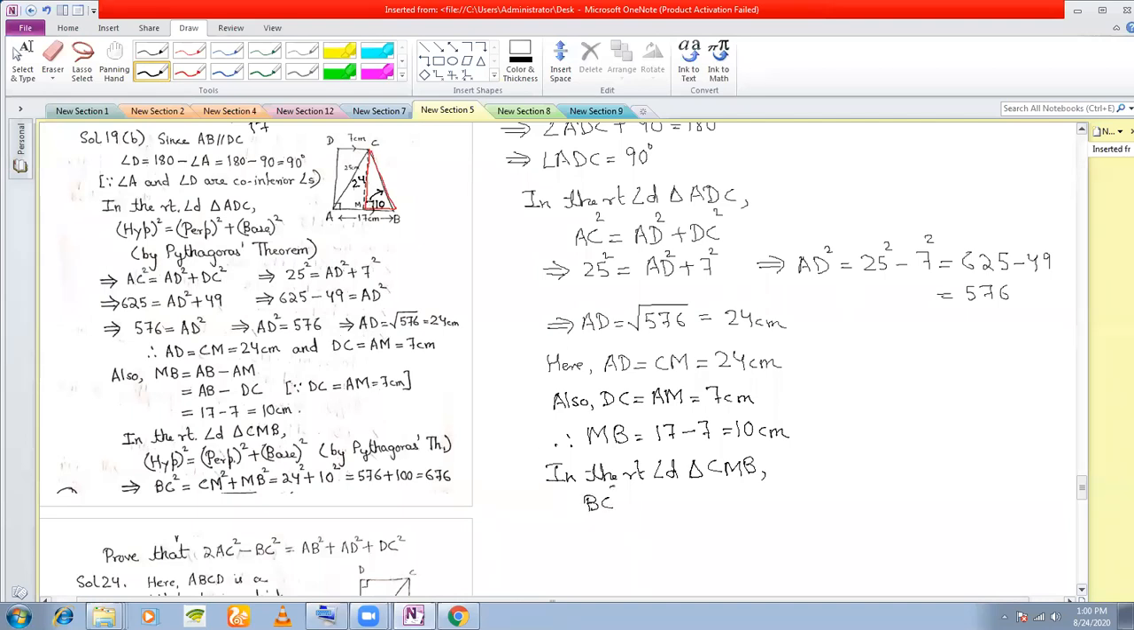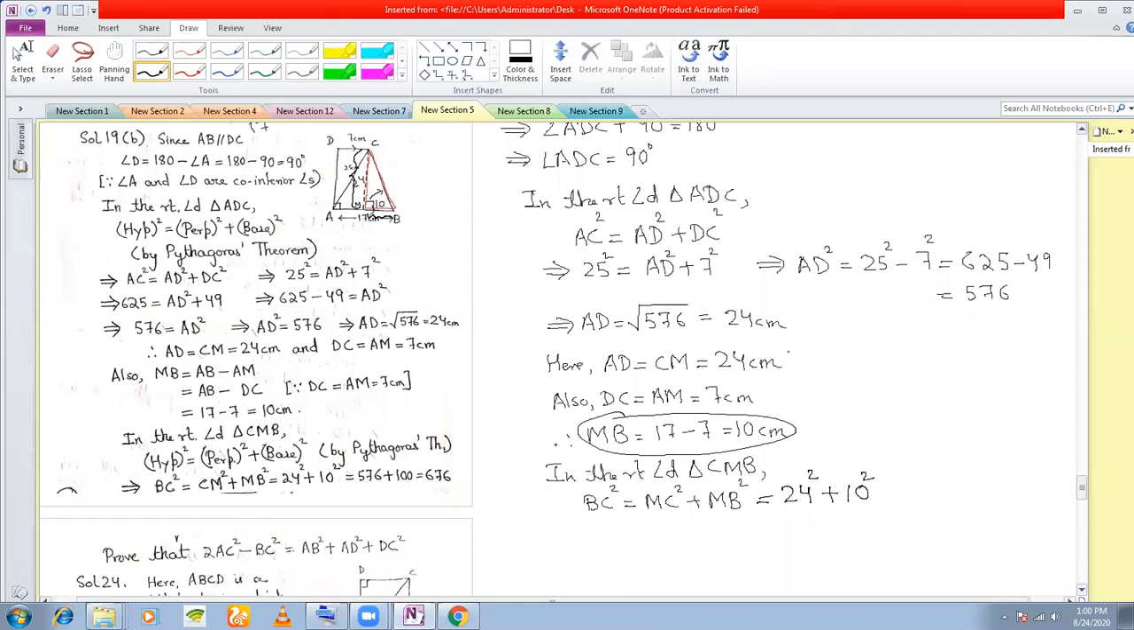So BC square is equal to MC square plus MB square. Now BC square we need to calculate. No point giving the implication sign because we need to calculate BC. MC square we have calculated to be 24 square. MC means this length, we just calculated 24. And this length we just calculated to be 10, MB.